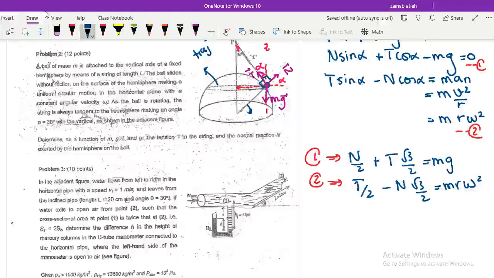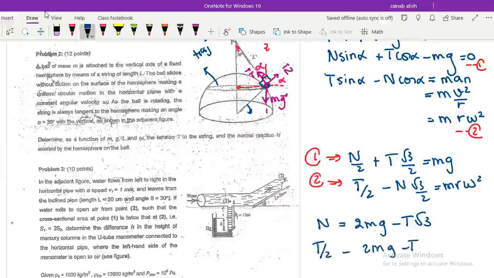I will get it now from the first equation. I will get N equal to 2mg minus T radical 3. Okay, this is N. Now I take it and put it in the other equation, so I will get T over 2 minus (2mg minus T radical 3) all multiplied by radical 3 over 2 equals m r omega squared.